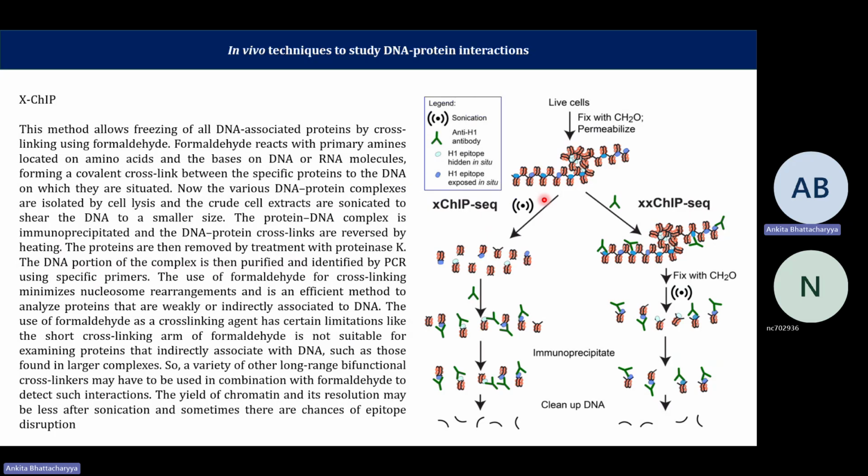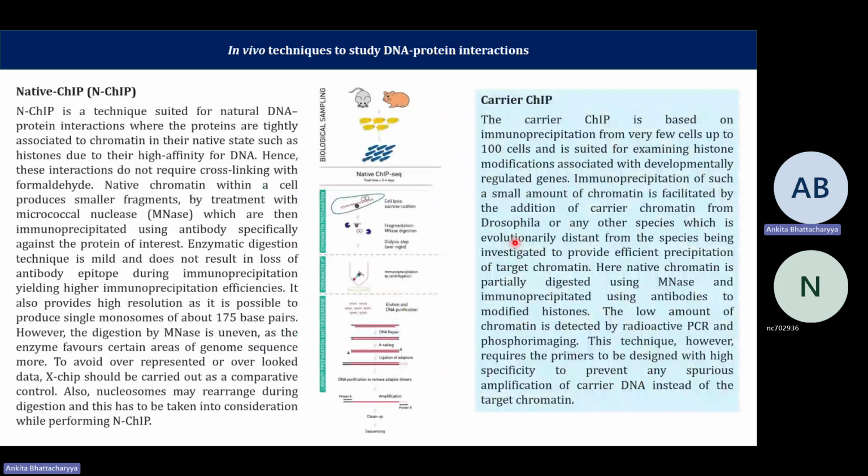And then you fix cells with formaldehyde, you permeabilize and you sonicate. And this is X-ChIP-seq. And after that, you get these little pieces of DNA. You use the antibody and then you immunoprecipitate, clean up the DNA, and you get this output. So this is the X-ChIP method.